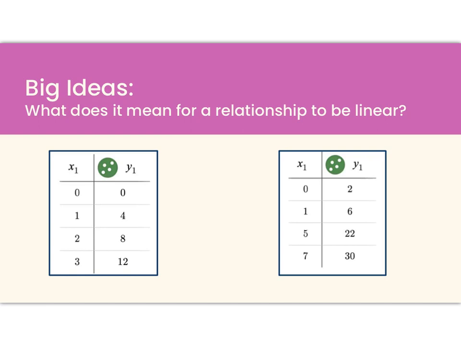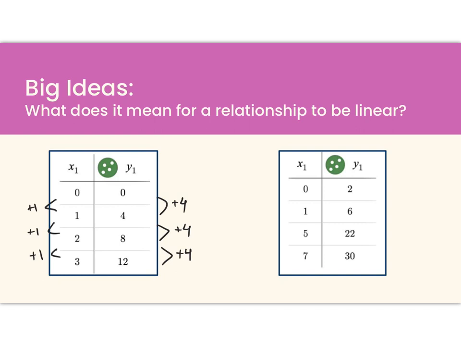What does it mean for a relationship to be linear? Well, let's take a close look at these tables and see how they show what it means to be a linear relationship. What we're going to do is compare the change in our y values to the change in our x values. So starting with the table on the left, I can see that my x values are increasing by 1 each row, and my y values are increasing by 4 each row.